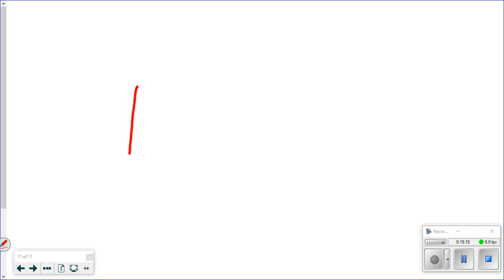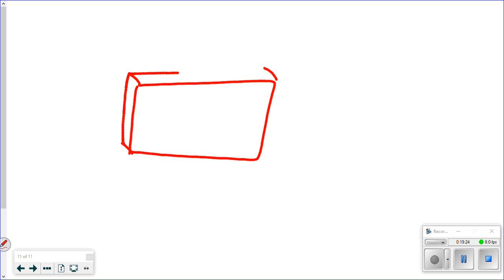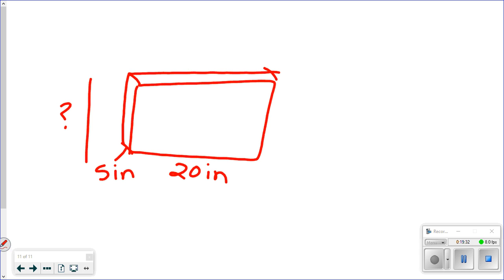So let's say I have a rectangular prism. Okay? Here's my rectangular prism. And this is 20 inches. This is 5 inches. But I don't know the height. But I know the volume is 2,500. How can I work backwards to figure this out?